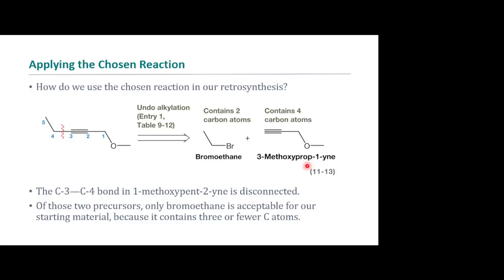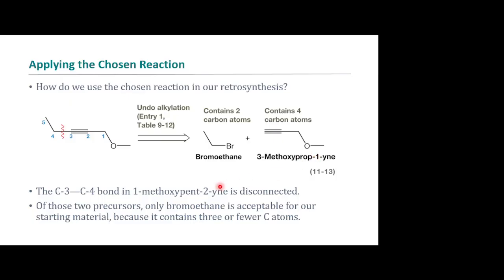So, for example, we could split right here. This is one of those options. If we do an undo alkylation and we split right here, we would have 2 carbons here, and that would be our bromoethane. And then we'd have 4 carbons here, and that would be 3-methoxy-prop-1-yne. Though you don't need to name every single precursor. So that gets us pretty close. It's not super far, but yeah, you're right. We're probably going to have to do another thing, aren't we?